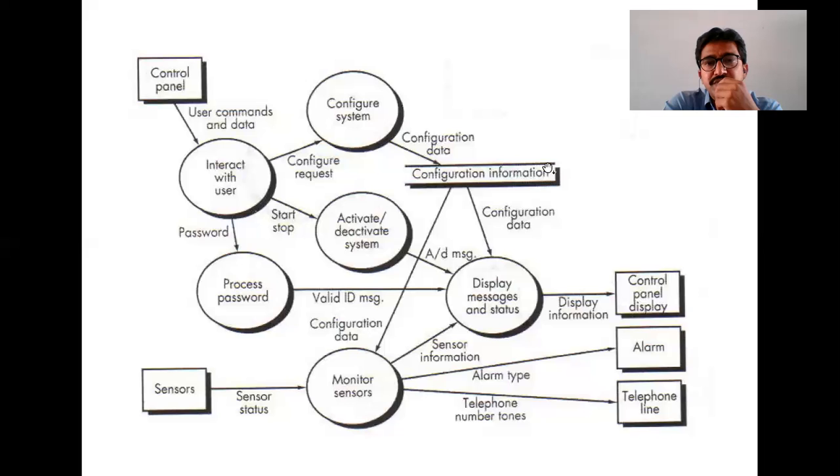But what you need to observe is the detailed information. When you give detailed information, the level increases. The previous level 0 gives abstract details. Now level 1 gives more details. That is what you can observe here. Here we are also using configuration information to store. This is called a data store. Configuration information is represented with the notation of data stores, right?